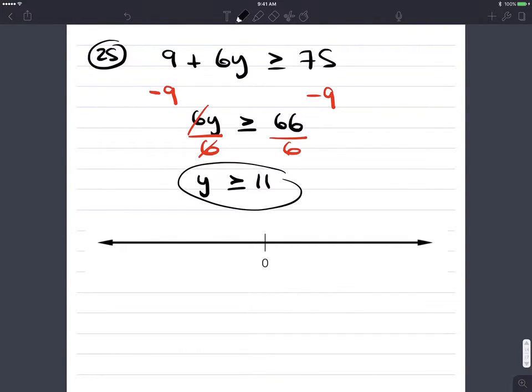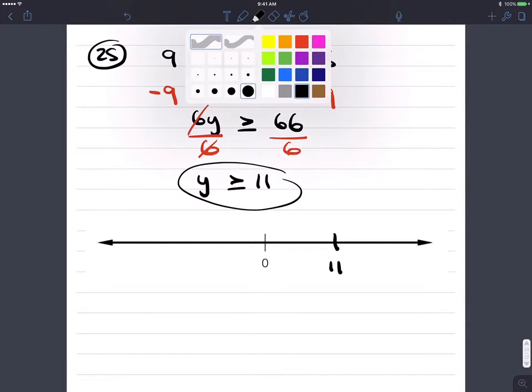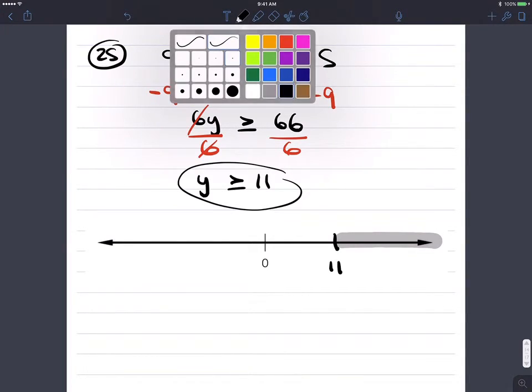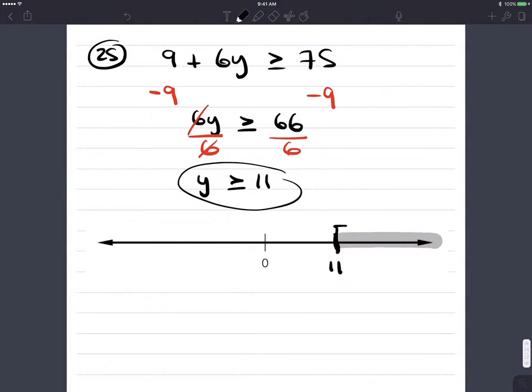To graph this, we're going to have to locate the number 11 on our real number line. Now 11 is positive, so it lives with all the other positive numbers, which are to the right of 0. To describe numbers that are greater than 11, we're going to have to shade numbers that are to the right of 11 because larger numbers live to the right. Because our inequality sign is a greater than or equal to sign, we need to use the square brackets. This is the graph.